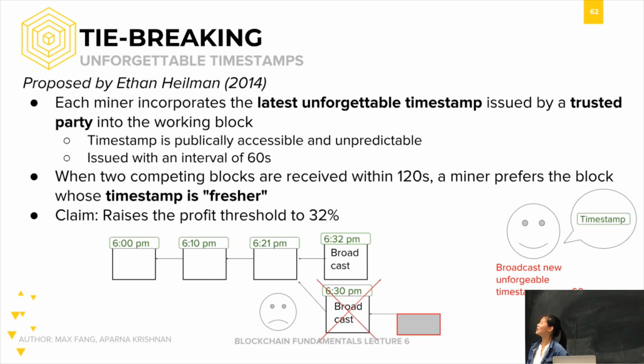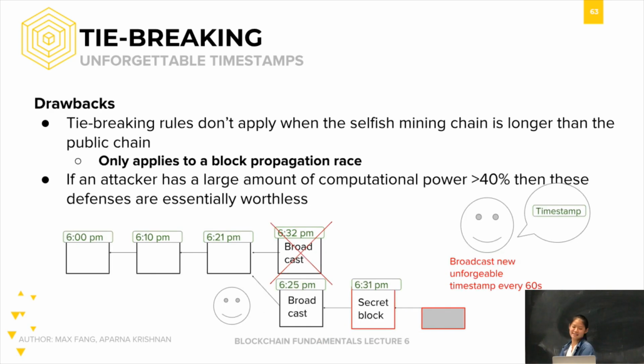So as you can see, a lot of the propositions aren't fantastic, but they do illustrate some basic problems that people have with the Bitcoin network, and we're not done. Yeah, so drawbacks. Tie-breaking rules don't apply when the selfish mining chain is just longer. So if the selfish mining chain is already longer, none of this controls for any of that. We basically haven't solved the selfish mining problem. We've only solved the network propagation problem.